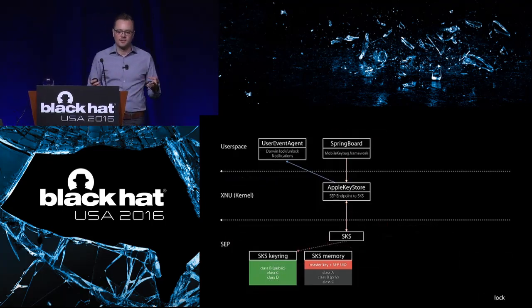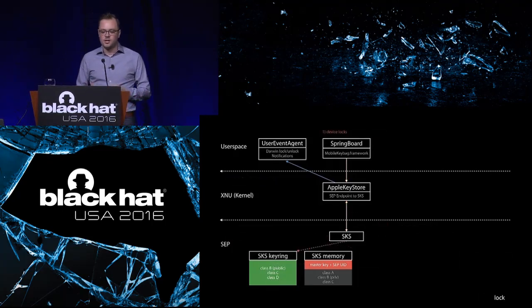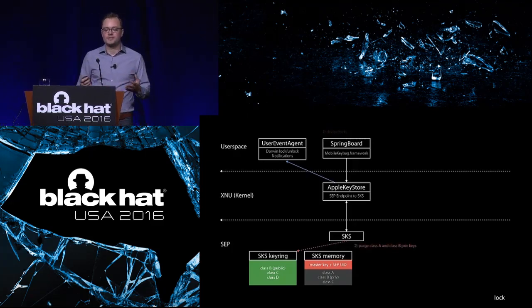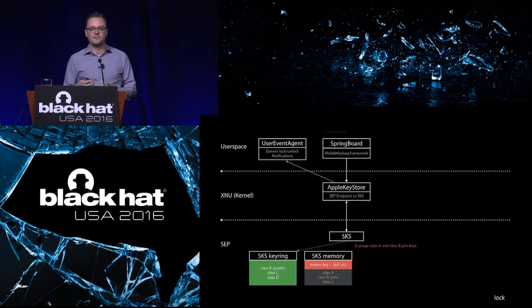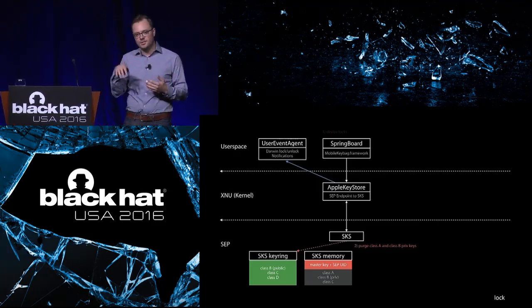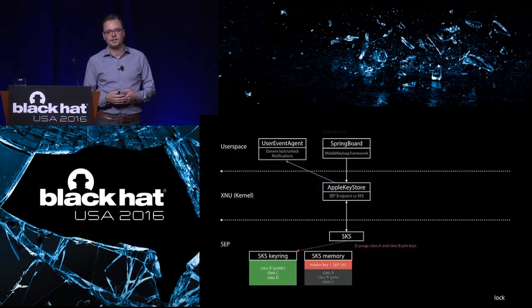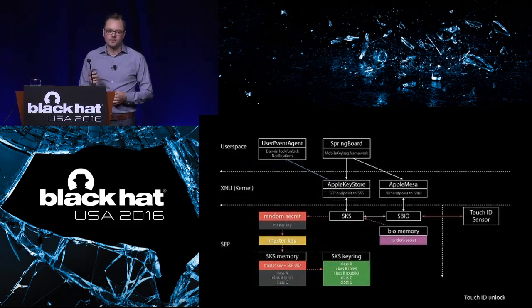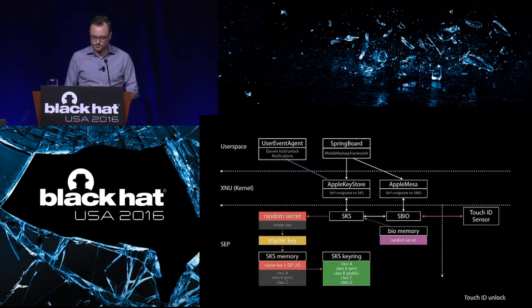But first, because lock is simple, let me show you what happens here. Once the device locks, we simply notify the SCP. It purges the class A and B private keys from its keyring, and that leaves the public key for class B, class C, which, if you remember, is meant to be accessible anytime the user has unlocked the device at least once, and finally the class D key. So here's how Touch ID works in this model.